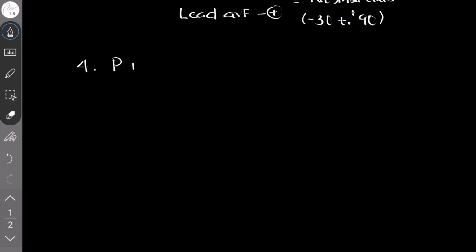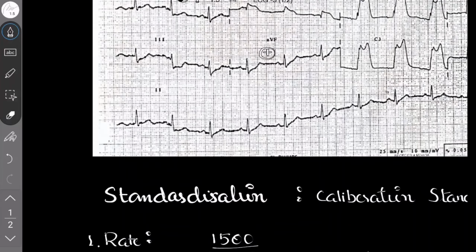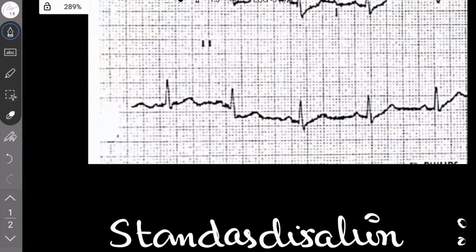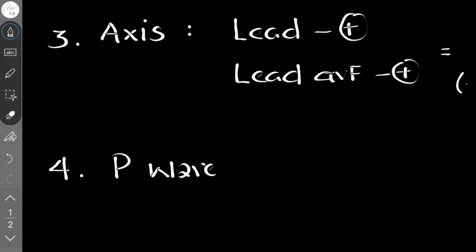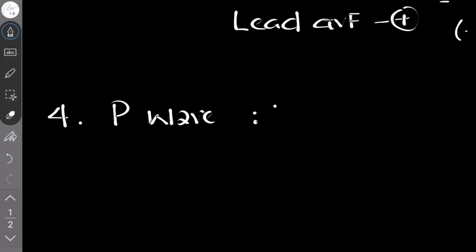Next comes the P wave. You see the P wave in the lead 2 rhythm strip. The P waves are present and almost normal in morphology and duration, less than 3 small squares. So the P waves are present, and also it is normal.